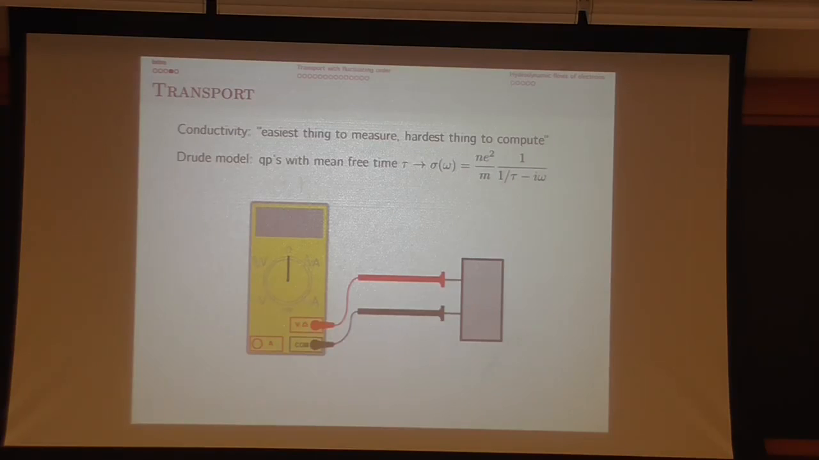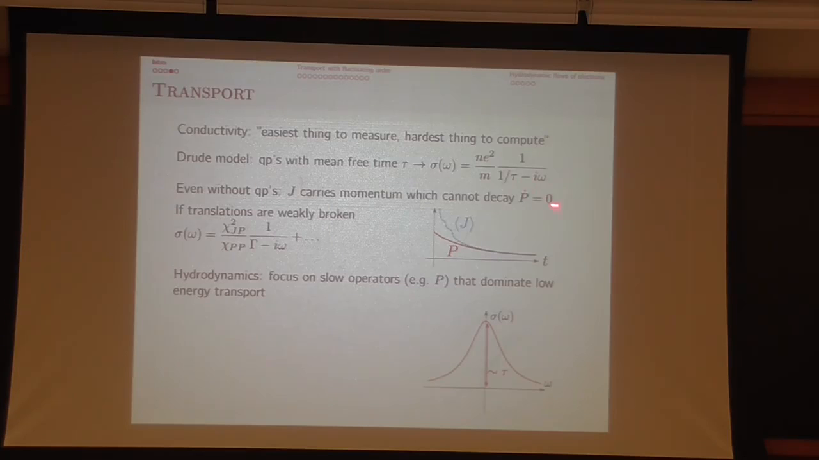More generally, if I have a finite tau, then if I take the real part of this expression, I'll have a sharp peak around zero frequency, and the height of the peak will go like that. So you might think that these sharply peaked conductivities are an artifact of my assumption that there are quasi-particles, that this peak is like a quasi-particle pole. But it turns out that it's not the case.